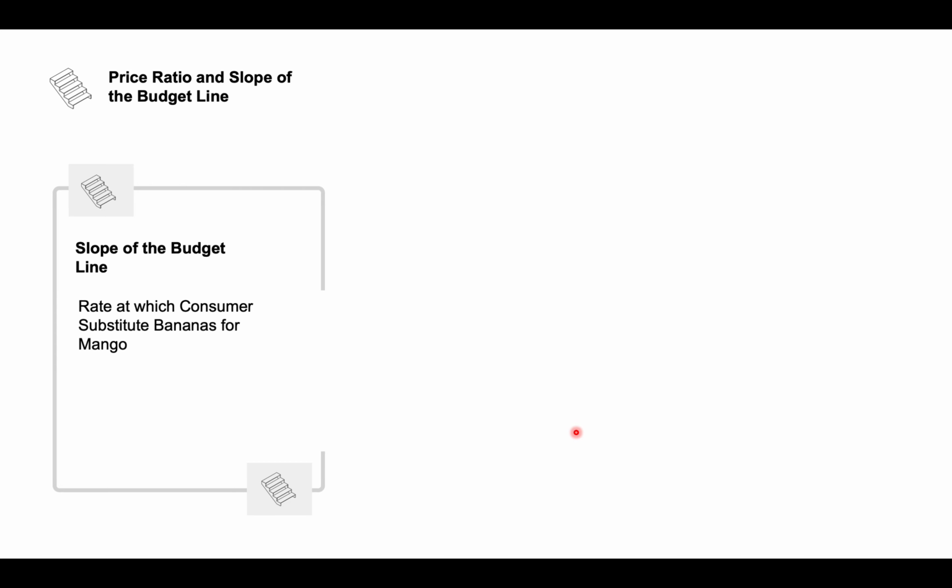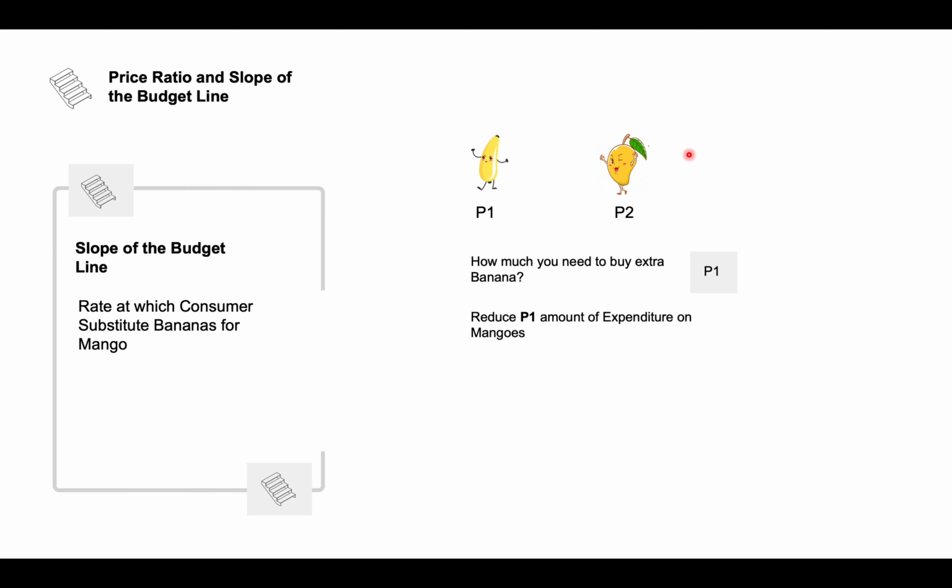First, let's think logically. These are the price of the banana and the price of the mango, P1, P2. Now, first you have to get an extra banana. To get an extra banana, how much do you have to spend? You need P1 amount. Can you sacrifice bananas? No, you cannot sacrifice a banana. So the only thing you can do is sacrifice mangoes. If you need an extra P1 amount, you have to decrease this P1 amount from the mangoes. Hope you understood this. Reduce P1 amount of expenditure on mangoes.